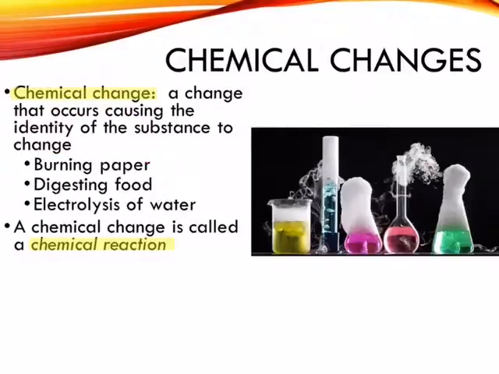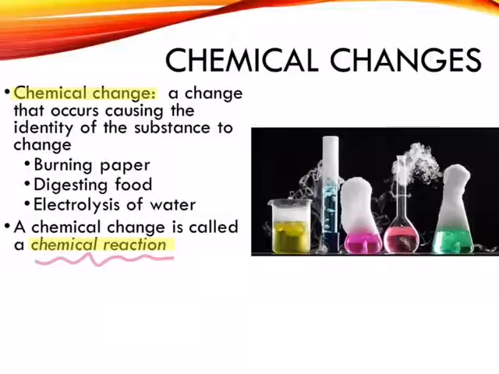The second type of changes are chemical changes or chemical reactions. They're interchangeable words. In a chemical reaction, something new is created or something is broken down. And those are things like burning paper, digesting food, and the electrolysis of water. Anytime you burn something, that's a chemical change.